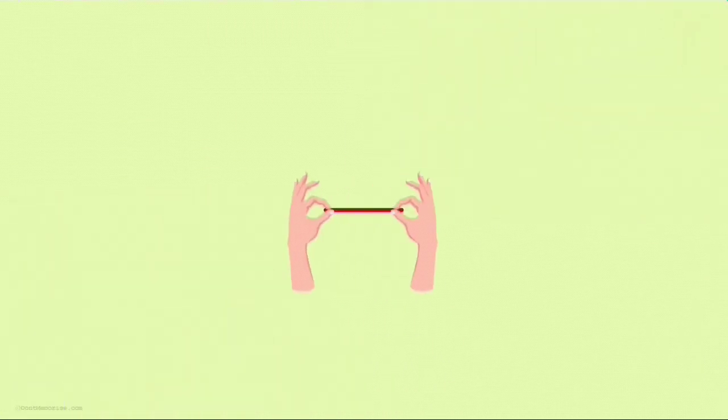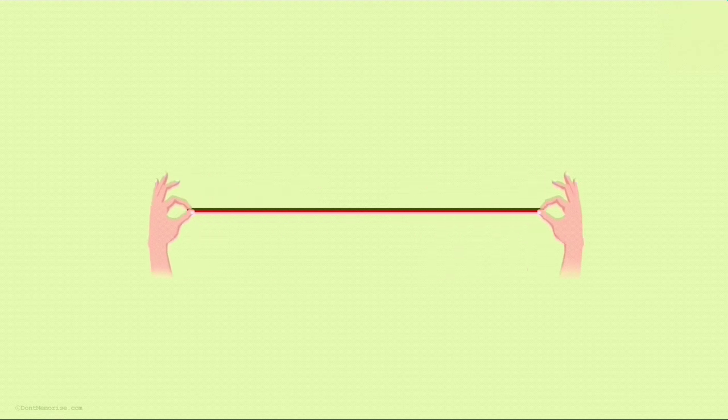Let us do one experiment. Take a string, hold both its ends in your hands like this. Stretch the string such that it doesn't form any curves in the middle. Now tell your friend to pluck the string from the center. Do you see the string vibrating? Yes, the string vibrates and you probably heard some sound too.